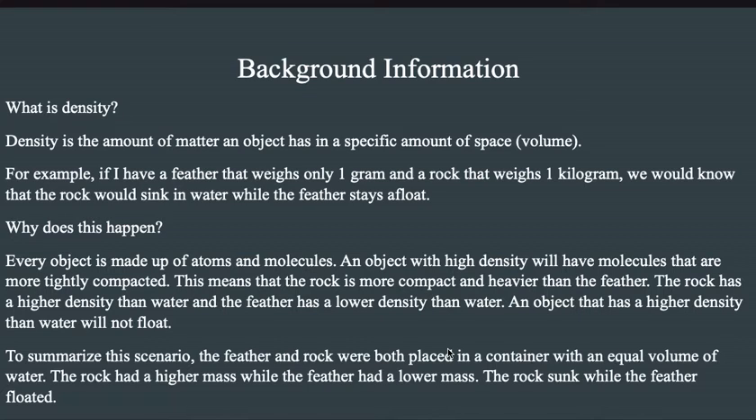So why exactly does this happen? Every object is made of atoms and molecules. An object with high density will have molecules that are more tightly compacted. This means that the rock is more compact and heavier than the feather. The rock has a higher density than water and the feather has a lower density than water. An object that has a higher density than water will not float.